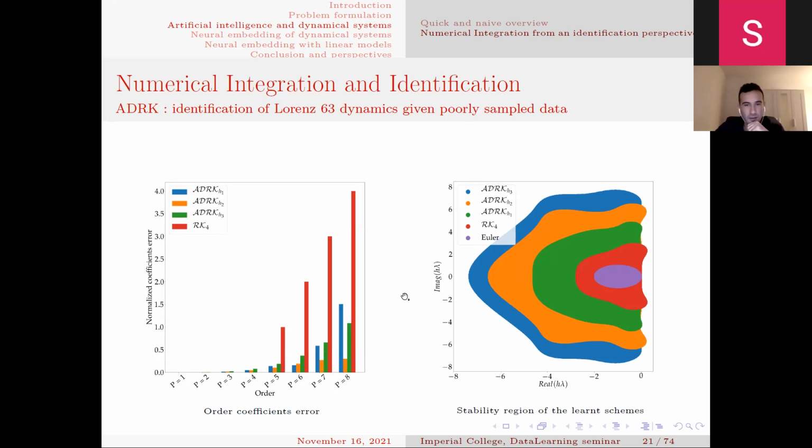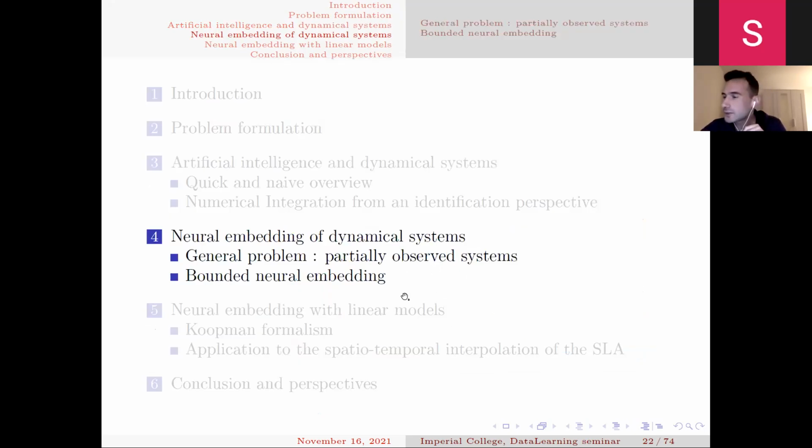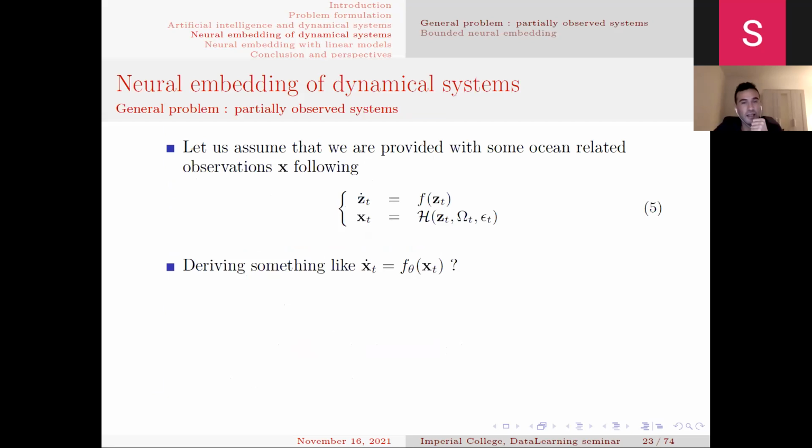So the second question we want to answer in this work is how to model partially observed systems. And it can be resumed as the following. Assuming that we are provided with some ocean-related observations X that follow this state space model, how to derive something like this temporal propagator that models the observations.